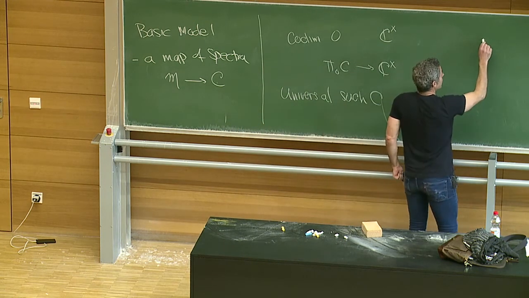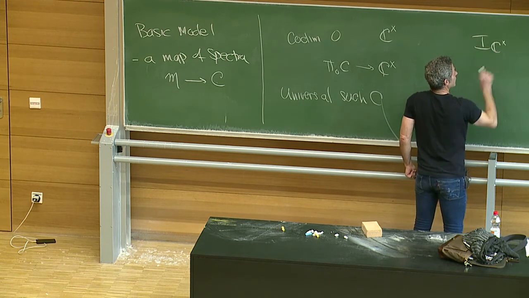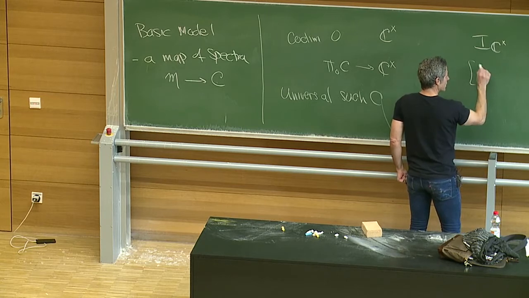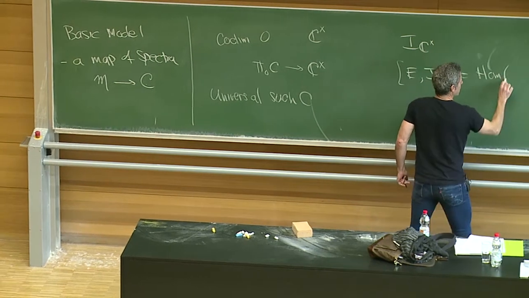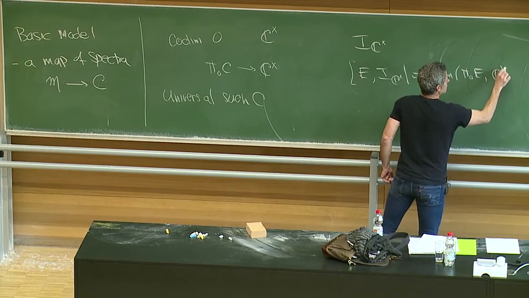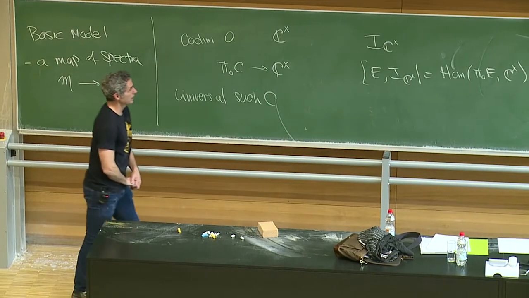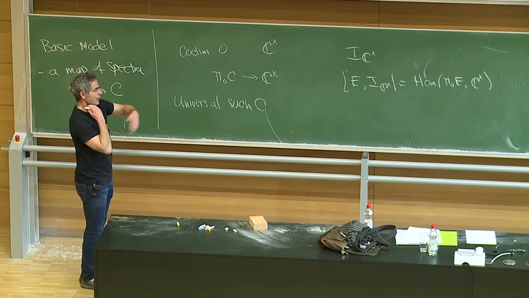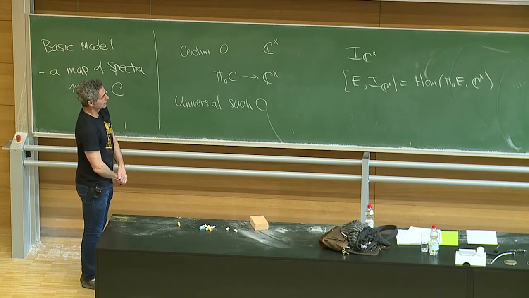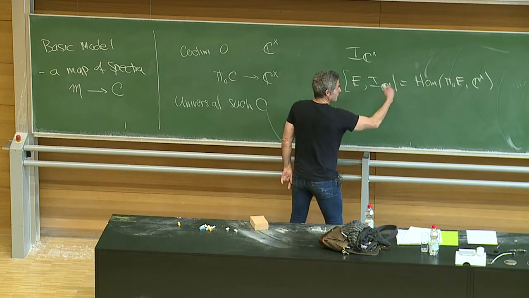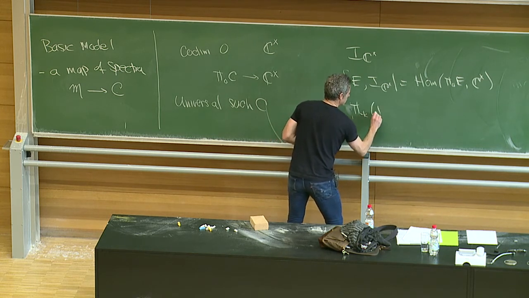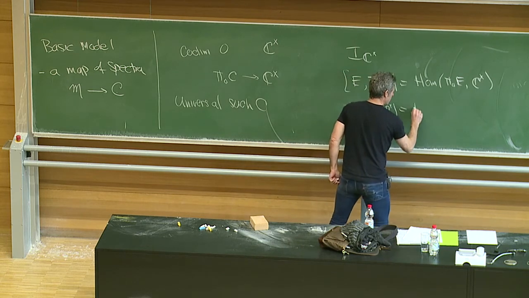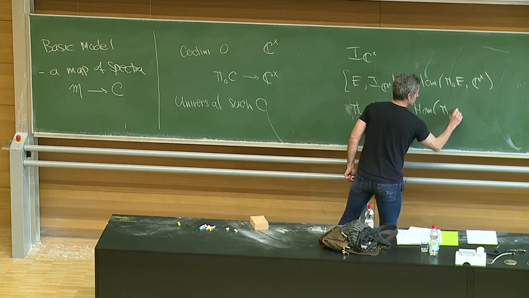And it's the Brown-Comenetz dual of the sphere, IC star, and it has the property that in spectra, a map from a spectrum, let's say E, to IC star is just Hom of pi 0 of E into C star, the character group of pi 0 of E. And since C star is injective, that's exact, and by Brown representability, it's given by some spectrum IC star. And because of this definition, pi minus k of IC star is the character group of the stable homotopy groups of spheres.